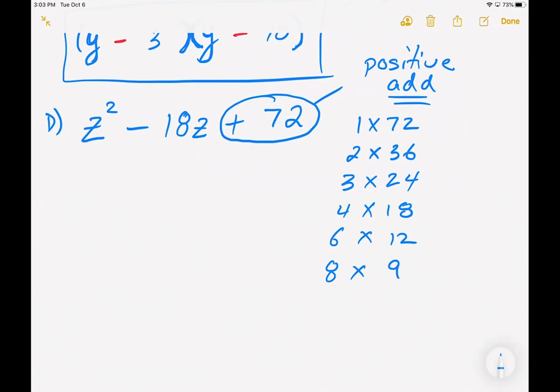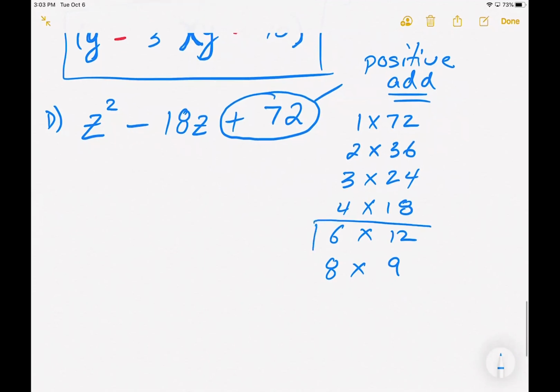And why do I say that hopefully you recognize you can stop here? Because what is 6 plus 12? 6 plus 12 is 18, and that's what we're looking for, right? So everybody see the process here. The process is we think in terms of addition, and then you find your multiple.